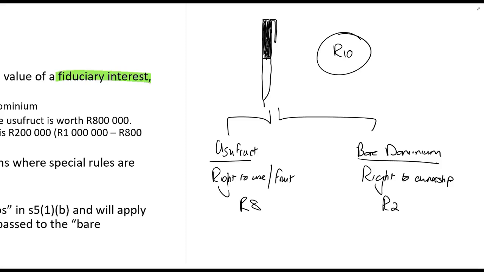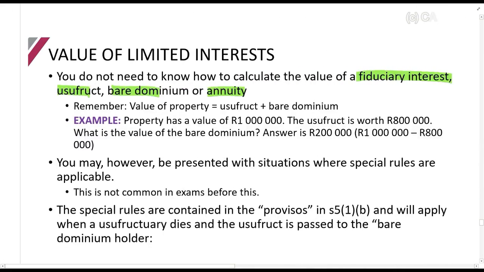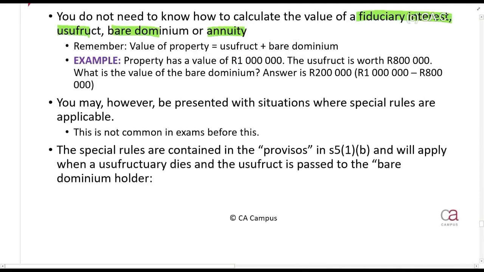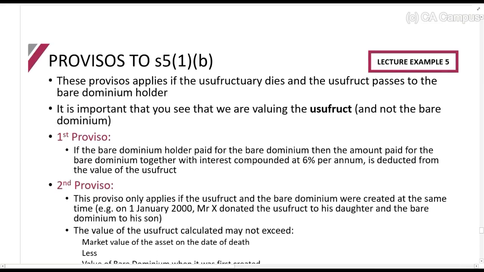Now, guys, as with the donations stuff, they will provide you with the value of the usufructs. However, and this is now where the challenge comes in, there are certain provisos in section 5.1b. Section 5.1b is a section that tells us how to determine the value of a usufruct. There are certain provisos in there which they've indicated that you might need to be able to apply. Now, in my opinion, like I said, even if you don't get your head around these provisos, they can't count too many marks, so I wouldn't stress too much about it. But there are two provisos.